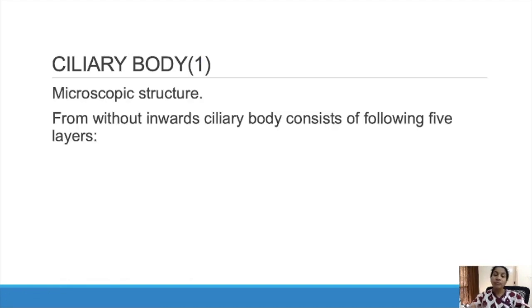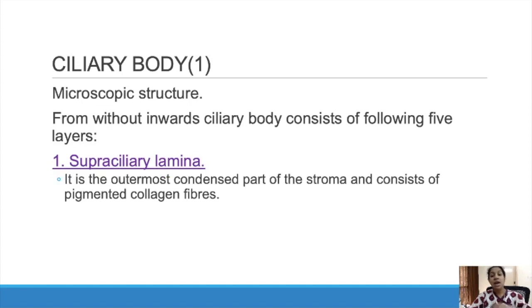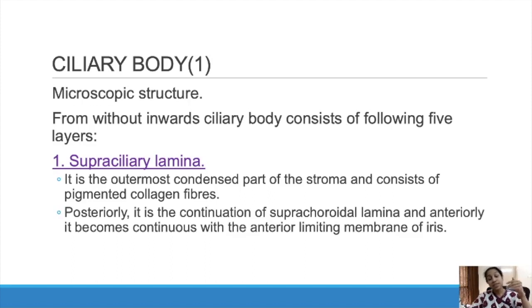Microscopic structure. From without inwards, the ciliary body consists of 5 layers. Supraciliary lamina. It is the outermost condensed part of stroma. Like the iris, this condensed part of stroma consists of pigmented collagen fibers. Posteriorly, it is continuous with the suprachoroidal lamina, and anteriorly it becomes continuous with the anterior limiting membrane of the iris. We learned the anterior limiting membrane of iris, right? So it will continue as the anterior limiting membrane of iris, and posteriorly it continues as suprachoroidal lamina.